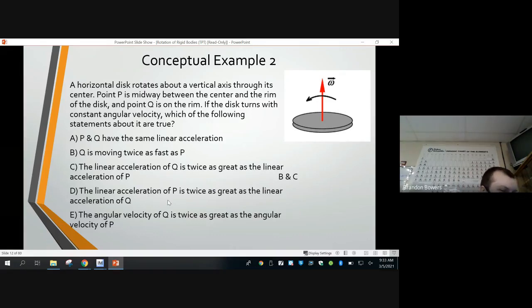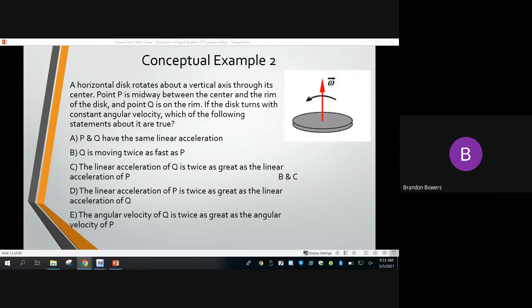So, the linear acceleration of Q is twice as great as the linear acceleration of P. Yeah, okay, you're right. But how can C be true? Because if we look at alpha, acceleration is equal to alpha times the radius. So, linear acceleration.